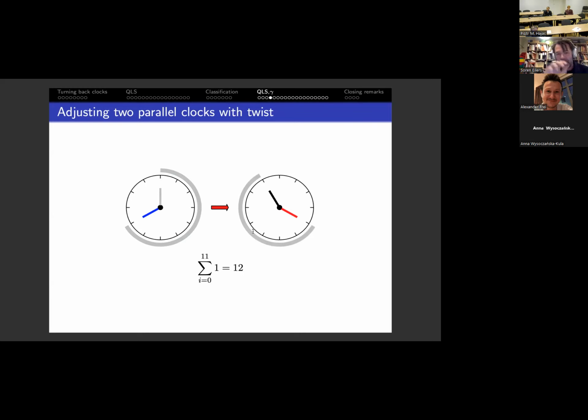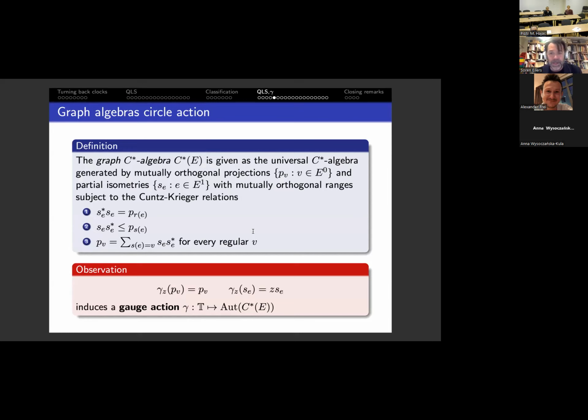So, in order to answer this question, of course, the natural thing to do is to say, okay, a graph C-star algebra also has a circle action. It's a canonical circle action. It's called the gauge action. I define it exactly the same way. If I just take a number of modulus 1 and I put it on all the partial isometries and I leave all the projections be, then this will also satisfy the relation as before, because I have S_e star S_e, then I get a z bar z and it cancels out. So it's very easy to see that I get an action of the circle this way by the universal property of the C-star algebra.